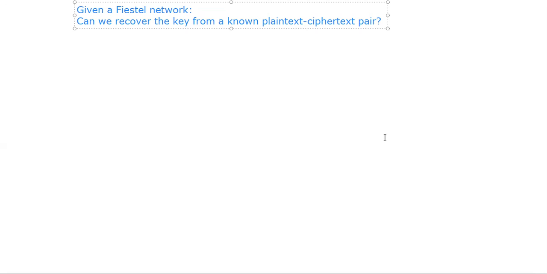So it would be a disaster if you could recover a key from one particular known plaintext-ciphertext pair. But I wanted to investigate what it takes to recover the key from a known plaintext-ciphertext pair.